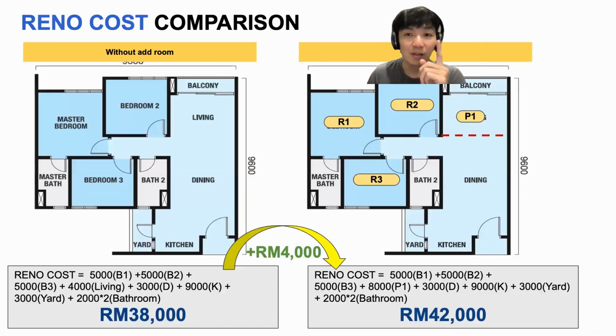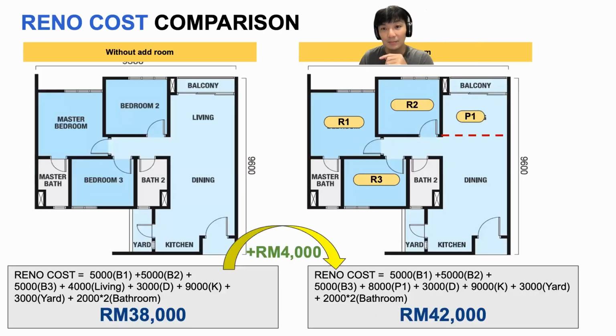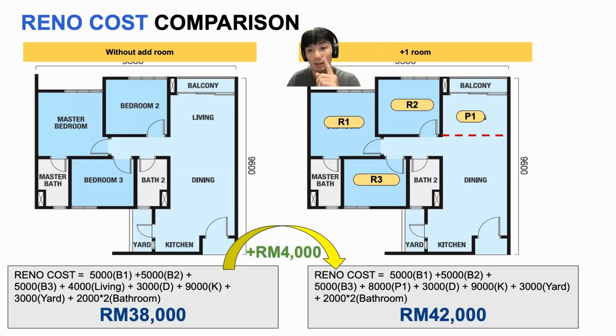So next, we go to the rental cost comparison. Just now we have gone through in detail what to do, what to provide, and how much you should budget. This one is without adding a room, and this one is with adding a room. You can see the price only differs by a mere few thousand ringgit. So remember this point: you add 4,000 ringgit over here to make it 3 to 4 rooms.